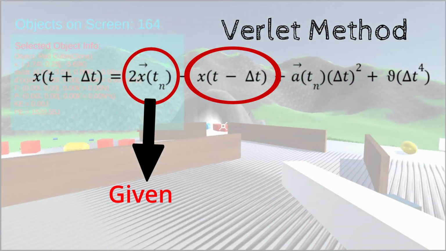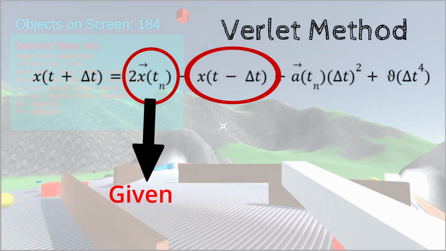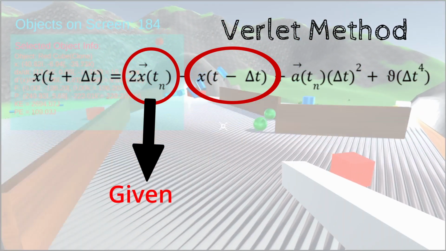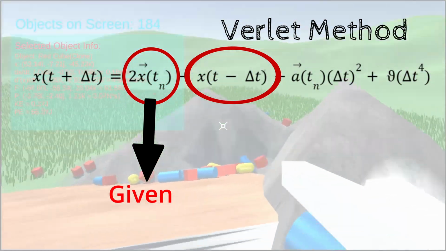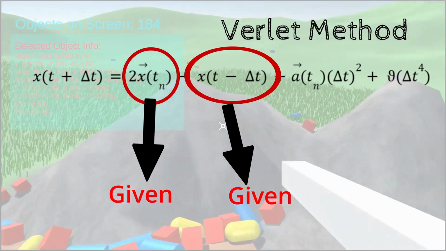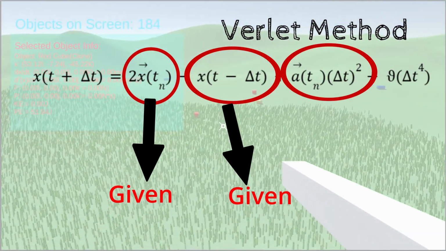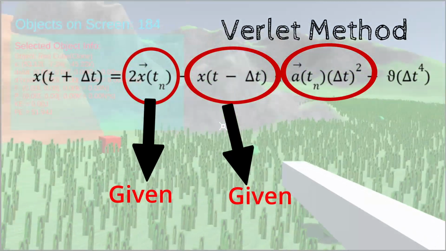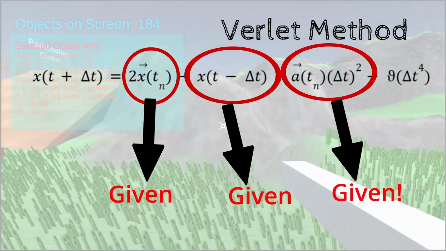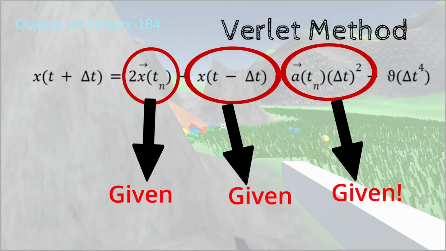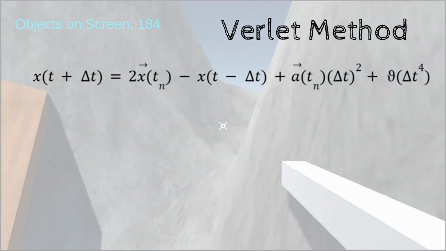The x at t minus delta t is our position one time step ago. So let's say the previous frame, which can also be obtained through measurement. And then the a at t sub n term is our acceleration, which can be given or calculated. So that's pretty easy. So how is this useful?